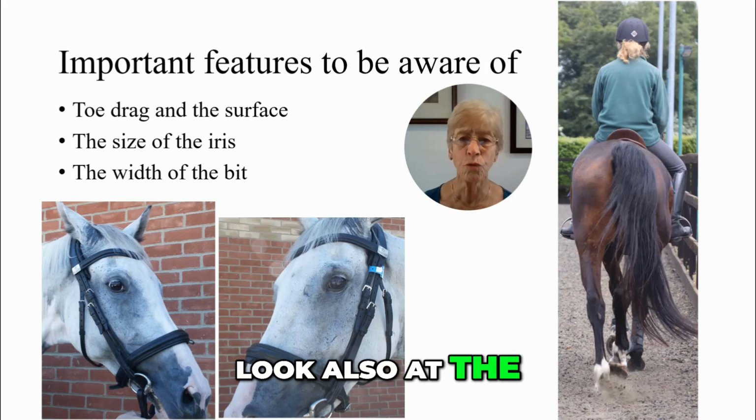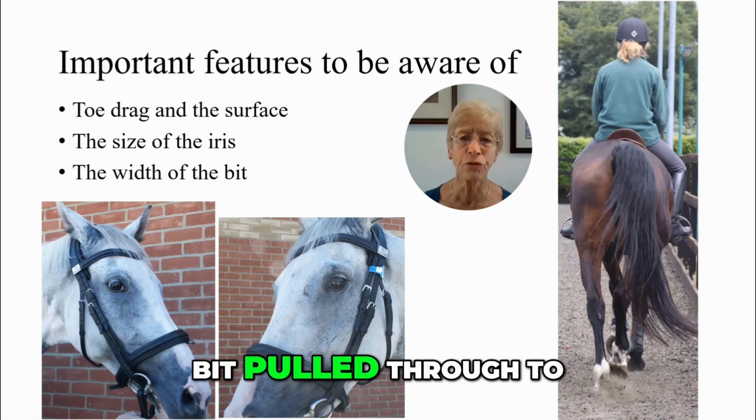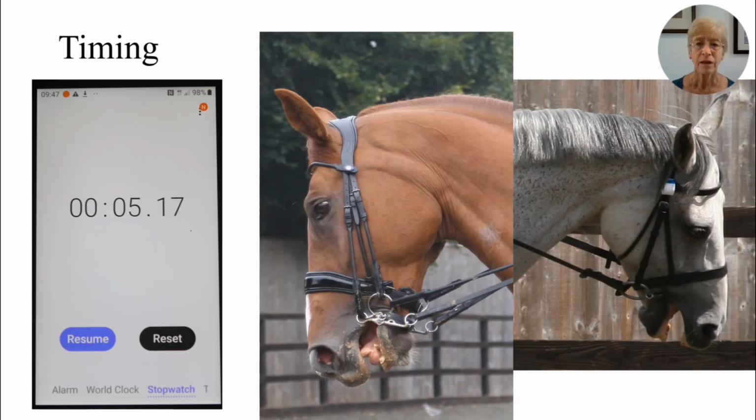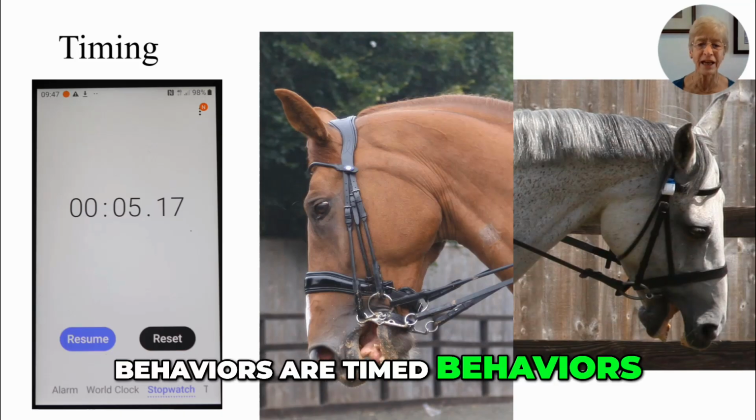Look also at the width of the canons of the bit. If the bit is too wide for the horse's mouth, take care when applying the behavior, bit pulled through to one side. A number of the behaviors are timed behaviors.